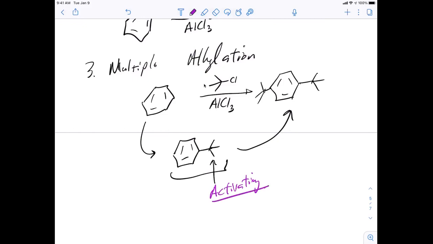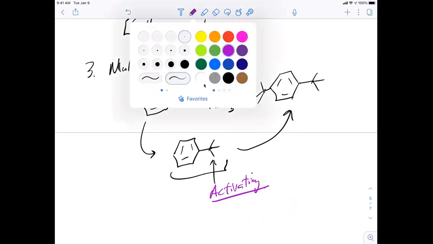Why would that be an activating group? Well, think about the way this reacts. This reacts by going through a carbocation. That's not right. Don't worry, we'll draw it again.